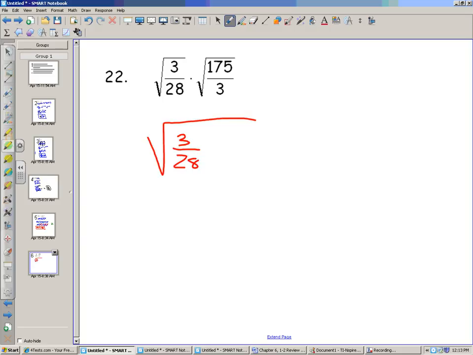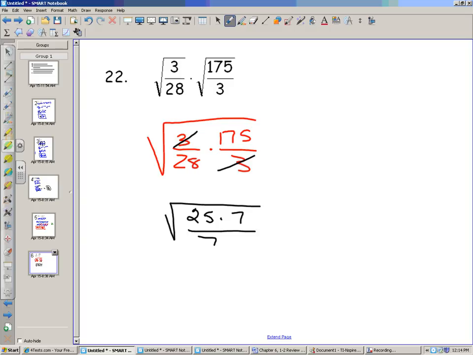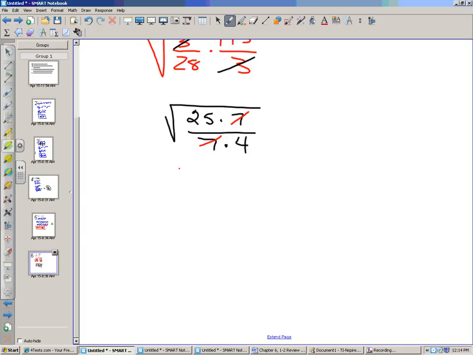3 over 28 times 175 over 3. What happens to the 3's? They cancel out. And can I rewrite 175 any other way? How many quarters would you have in your hand if you have $1.75? 25 times 7, right? Can I rewrite 28? What happens to my 7's? So now I actually have 25 over 4 in here.